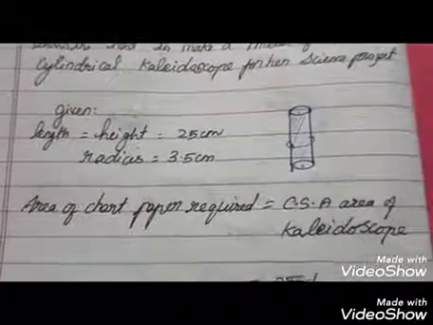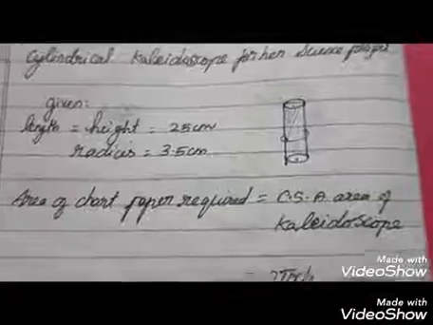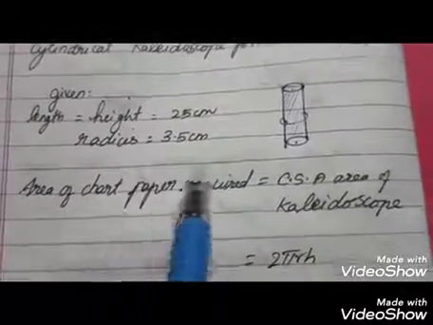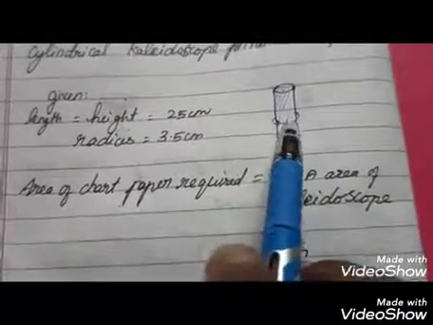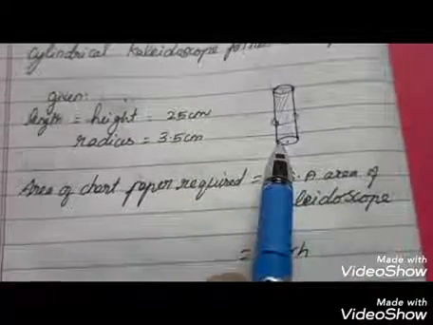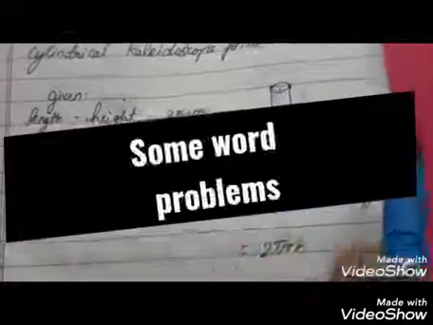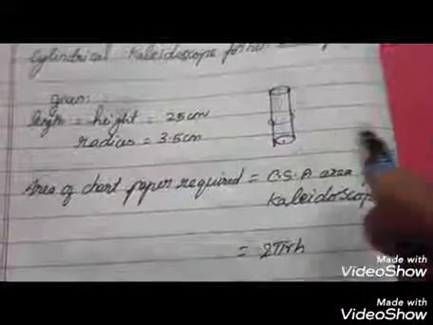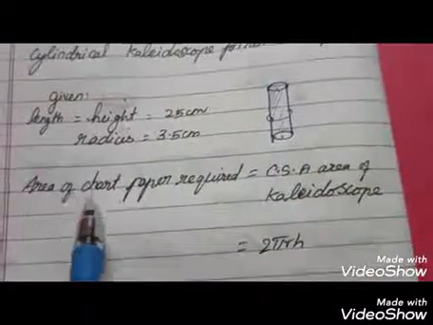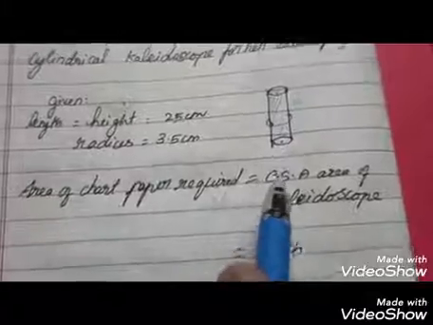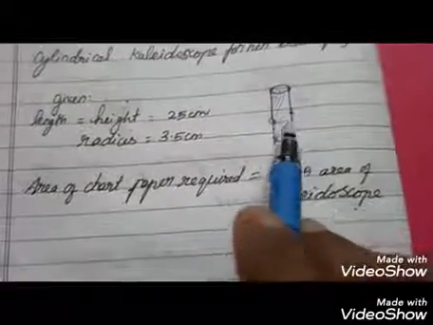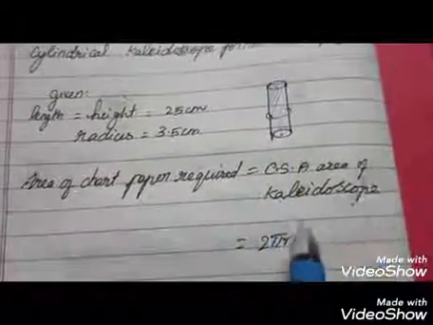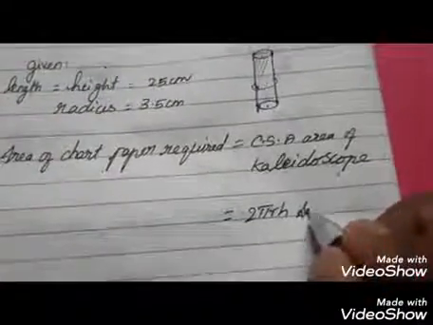So the area of chart paper required is the curved surface area of the kaleidoscope, because the chart paper can be used only on the outer surface, that is the circular part, only this curved surface part. Here at the base we fix the lens to see. That's why the chart paper can be used only on the curved surface. So area of chart paper required equals curved surface area of the kaleidoscope. The kaleidoscope is in cylindrical form, so what is the curved surface area of a cylinder? That is 2 pi r h square units.